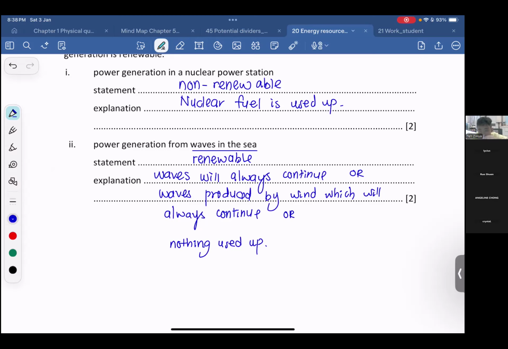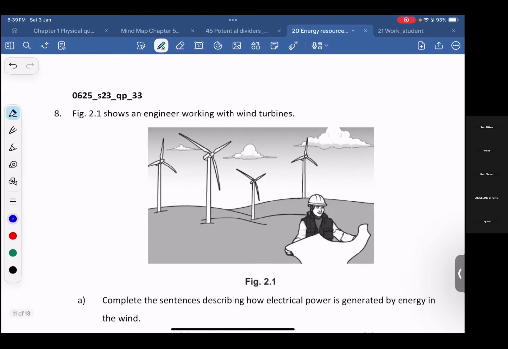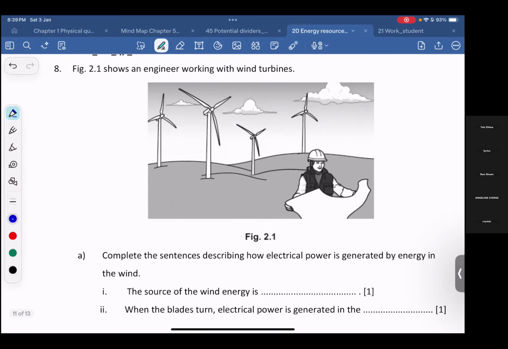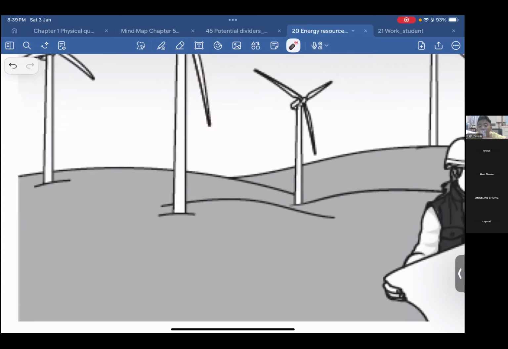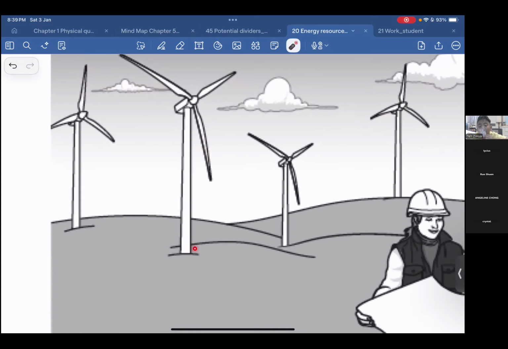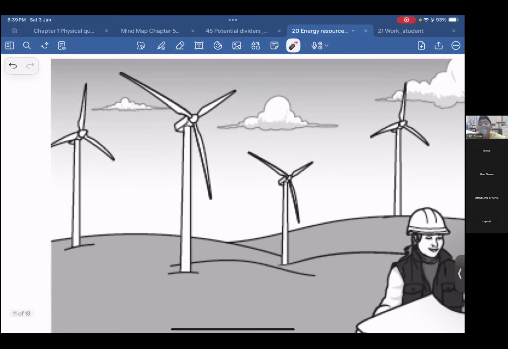So we go to the next page, question number 8. Okay. Engineer working with the wind turbine. Actually, this power station is very, very big. If a person is standing, the person is small like this only. In real life, this power station is actually very big. So a human is only like this.